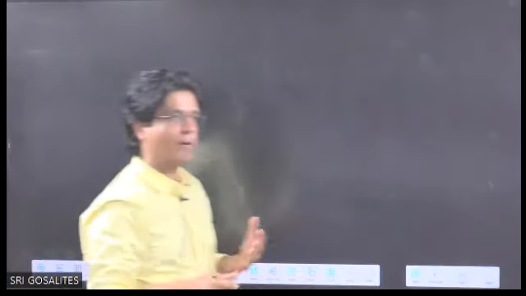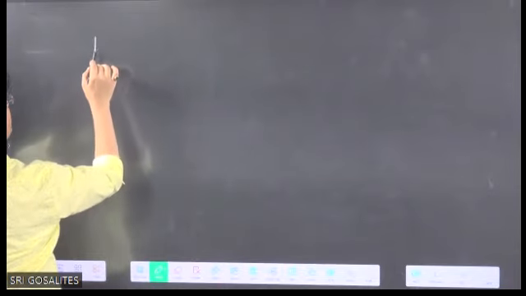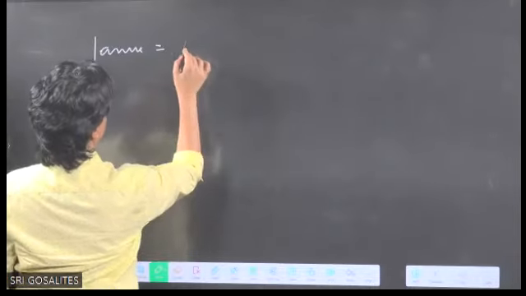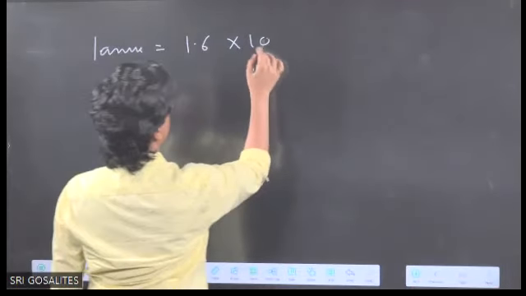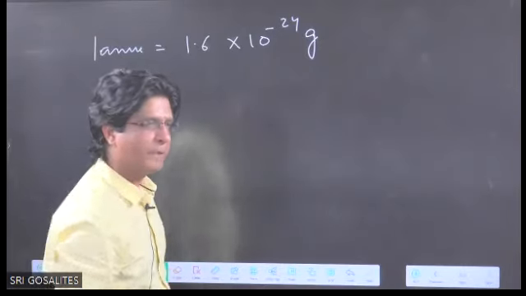Chemistry, physical chemistry is all about approximations, okay? So if you understand that, your journey will be very simple over there. Now look over here. I told you that 1 AMU is equal to how much? 1.6 into 10 to the power of minus 24 grams, approximately. Again, approximately. Yeah, very good.